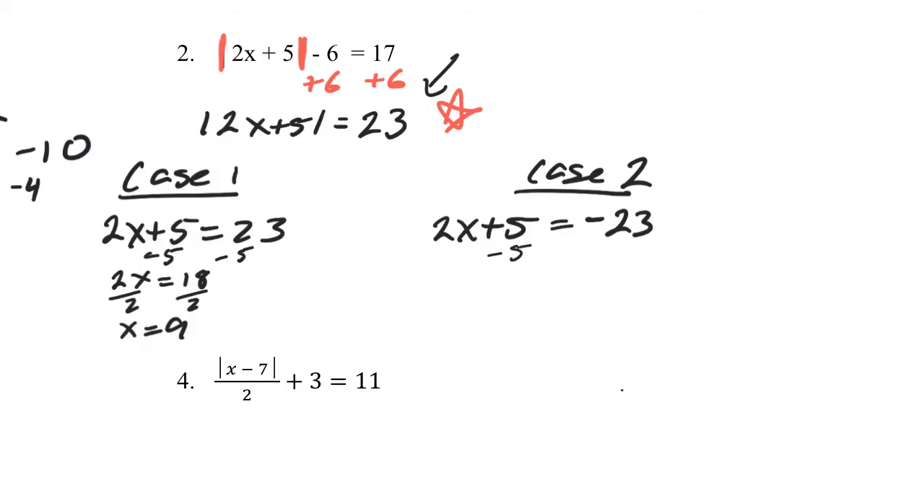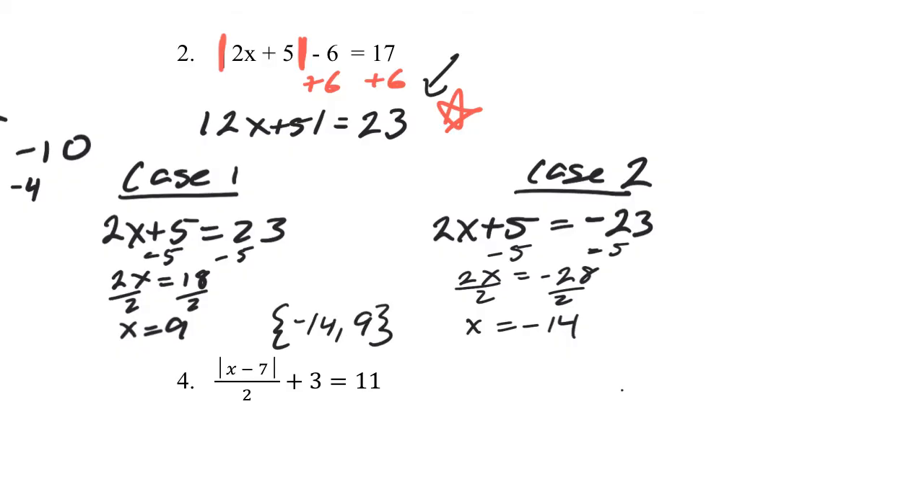Subtract 5 from both sides. 2x equals negative 28. Divide both sides by 2, and we get that x equals negative 14. So we're going to go ahead and write both of these solutions in set notation so that they're in the same location and are easy to find.